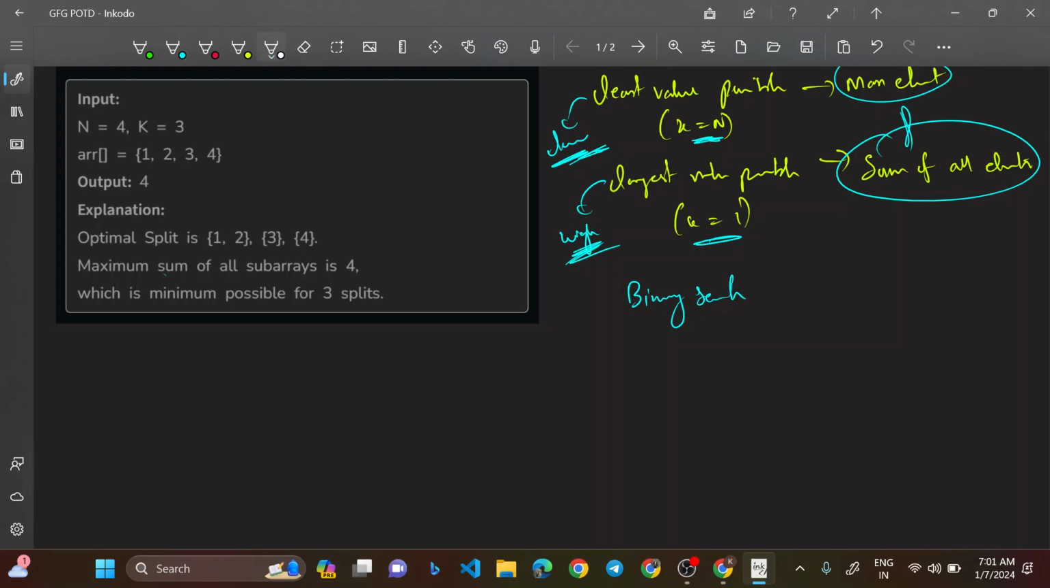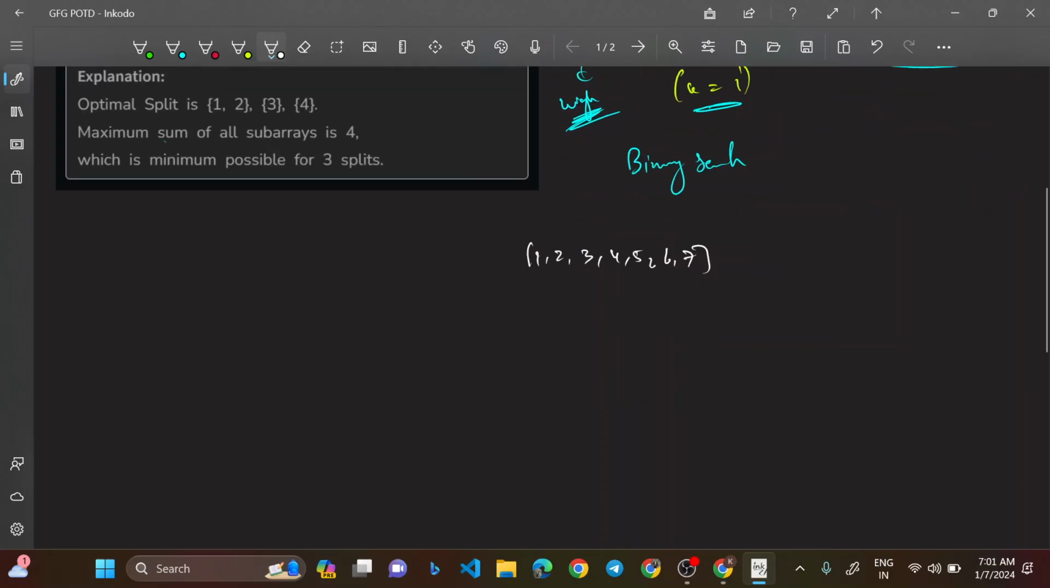So let's take this example itself: 1 2 3 4 5 6 7. Let us assume k equals 3, starting from this particular element. Now you need the lowest value. What is the lowest possible value of this final answer? That is equal to the maximum element, that is 7. And what is the highest value? That is the sum of all the elements, that is 28.